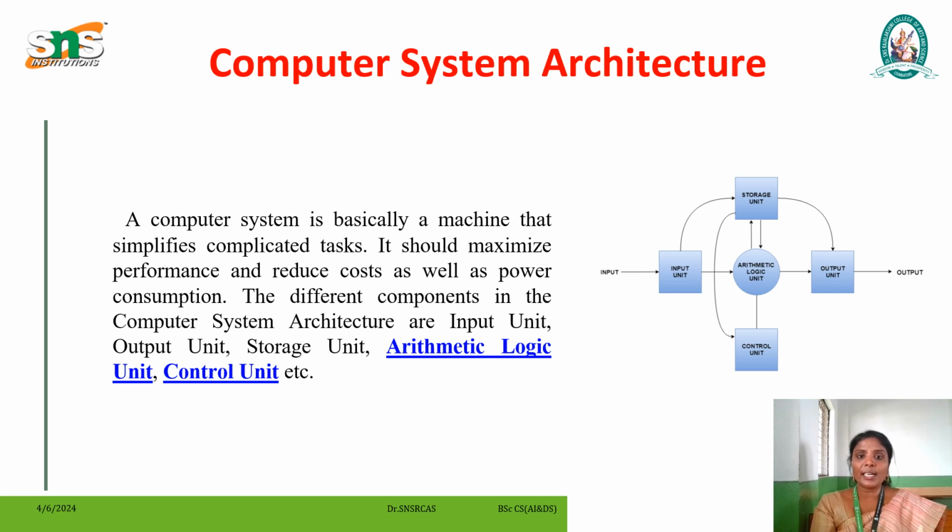The input data travels from input unit to arithmetic logic unit. Similarly, computed data travels from arithmetic logic unit to output unit. The data constantly moves from storage unit to ALU and back again. This is because stored data is computed before being stored again. So the control unit controls all the other units as well as the data.